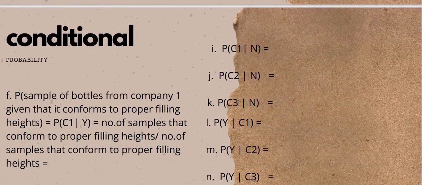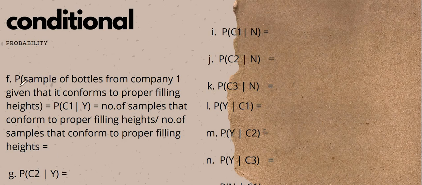Okay, so now for the conditional probability. They ask you to find the probability of the sample of bottle from company 1, C1, given that it conforms to proper filling height. So this is how we write it actually: PC1 given Y. It means the number of samples that conform to proper height over the number of samples that conform to proper filling. I think there is a typo here, so ignore this one. The sentence is wrong, but the meaning here is PC1Y.